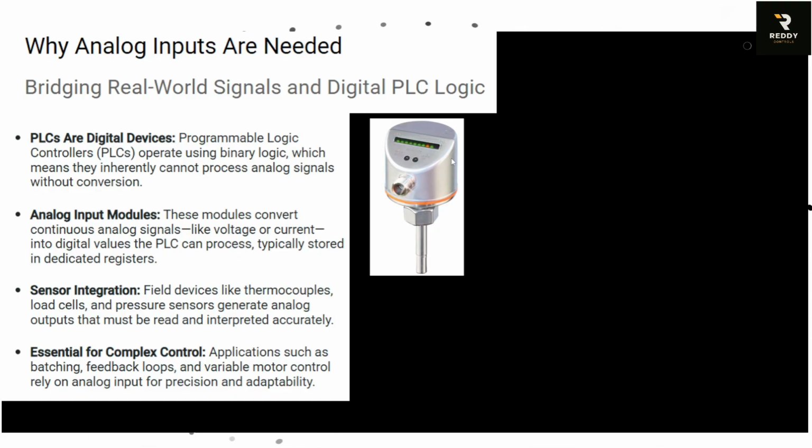The image here is showing a flow transducer. It has a set point where you could teach it, like if you see a flow of X units, make an input high. Then there is also sensor integration. Some field devices like thermocouples and load cells give you an analog value in terms of voltage or current that has to be read and interpreted accurately. Analog inputs and outputs are also essential for complex controls, such as batching, feedback loops, and variable motor control, which rely on analog input for precision and adaptability.